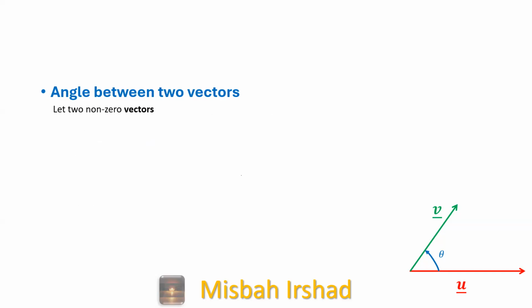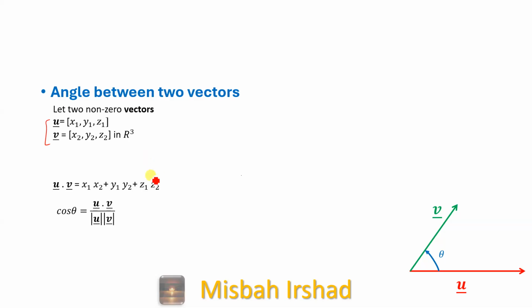And this is actually useful if we have vectors in component form and we are required to find the angle between them. So if we have u and v with components x1, y1, z1 and x2, y2, z2 respectively, then u dot v is defined by the sum of the products of corresponding components. Then the angle between them is equal to this, where u magnitude would be the square root of x1 square plus y1 square plus z1 square, and v magnitude would be the square root of x2 square plus y2 square plus z2 square.